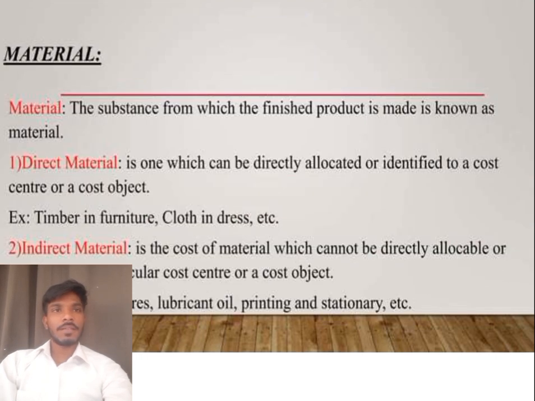Material is the substance from which the finished product is made. Direct material can be directly allocated or identified with a cost center or cost objective. Example: timber in furniture, cloth in a dress. Indirect material is material which cannot be directly allocated to a particular cost center or cost objective. Example: printing and stationery.